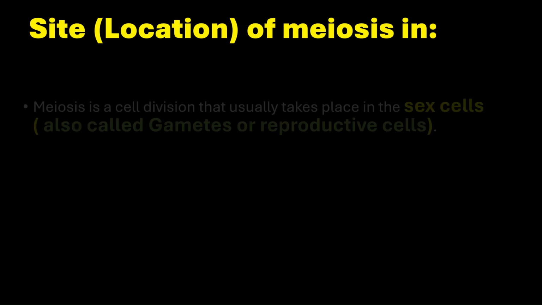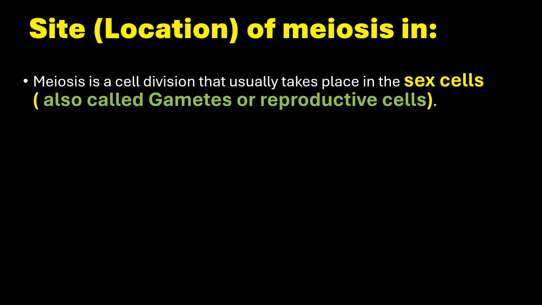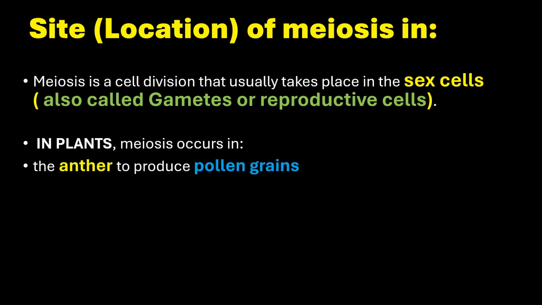Now let us look at the site or the location of meiosis. Since meiosis is a cell division that usually takes place in sex cells, these sex cells are also called gametes, or sometimes reproductive cells. In plants, meiosis occurs in the anther to produce pollen grains. In the ovary, it occurs to produce ovules.